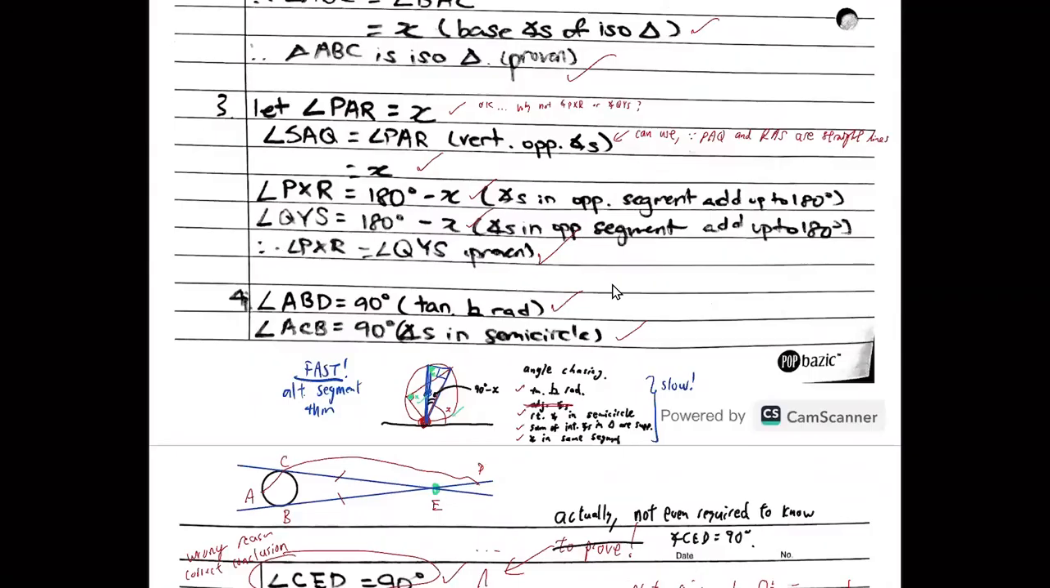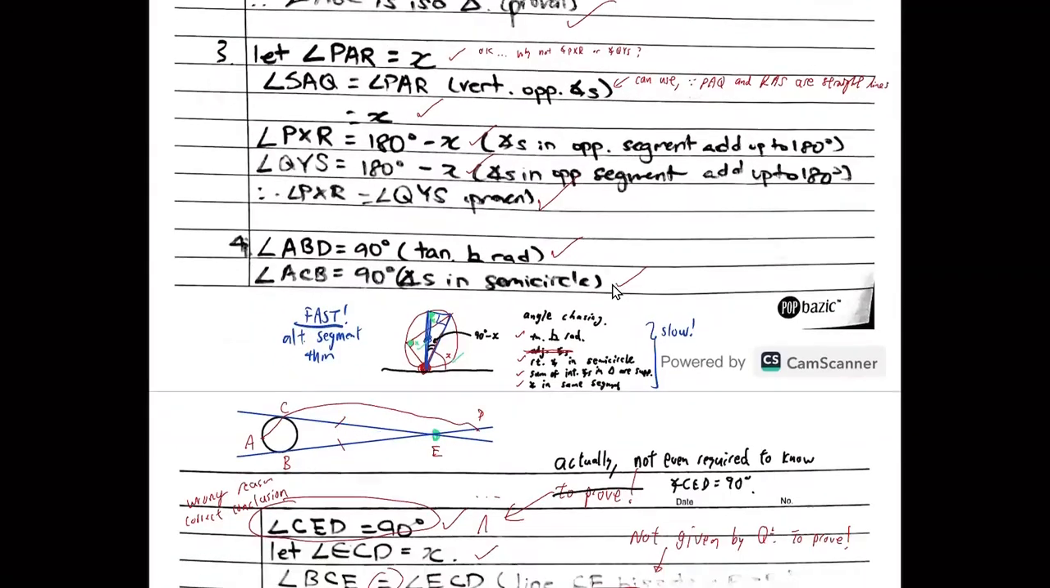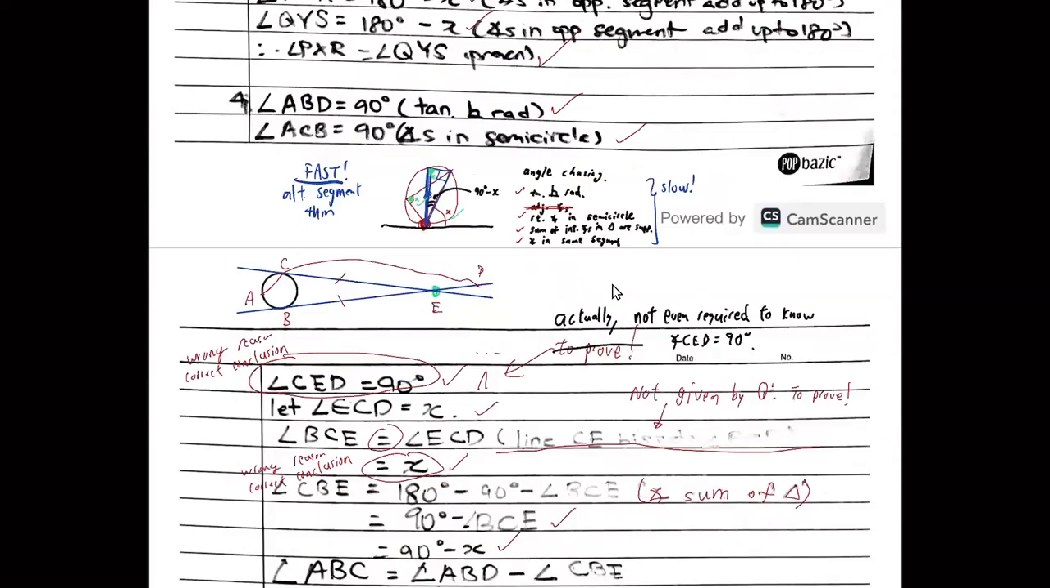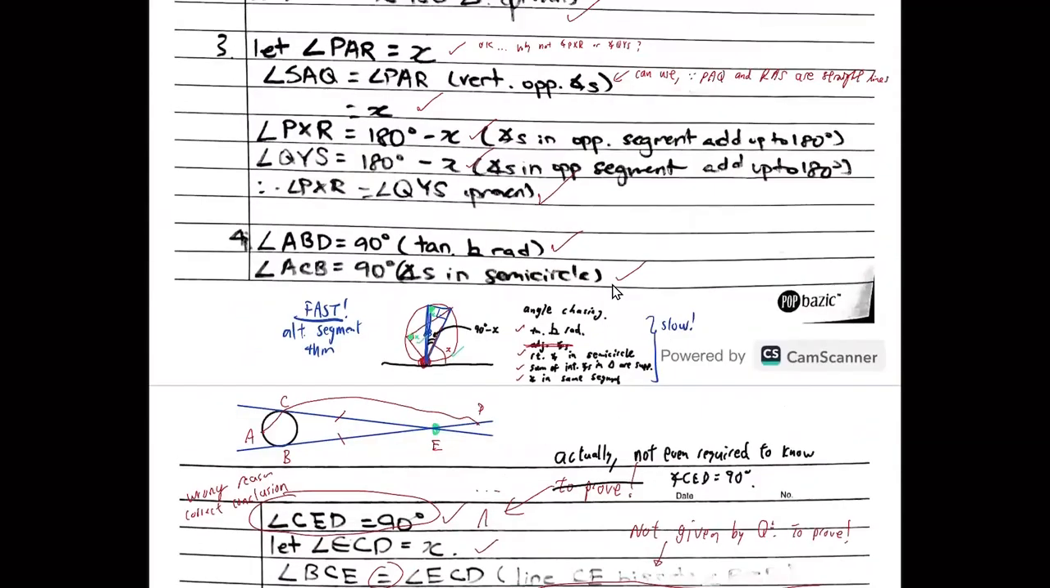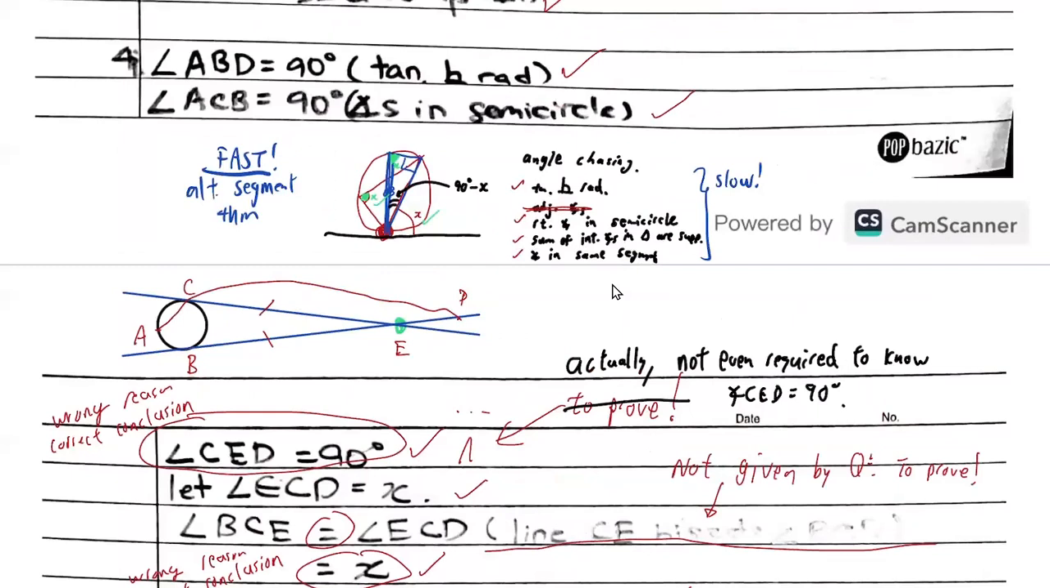Had some errors. Let me see. Yes, this one, question 4. Okay, so question 4, you assume that angle CED is 90 degrees, right? You assume it's 90 degrees, but you actually don't need to assume that to solve this question. It may not be 90 degrees. Can you get what I'm saying? Okay, let me show you.